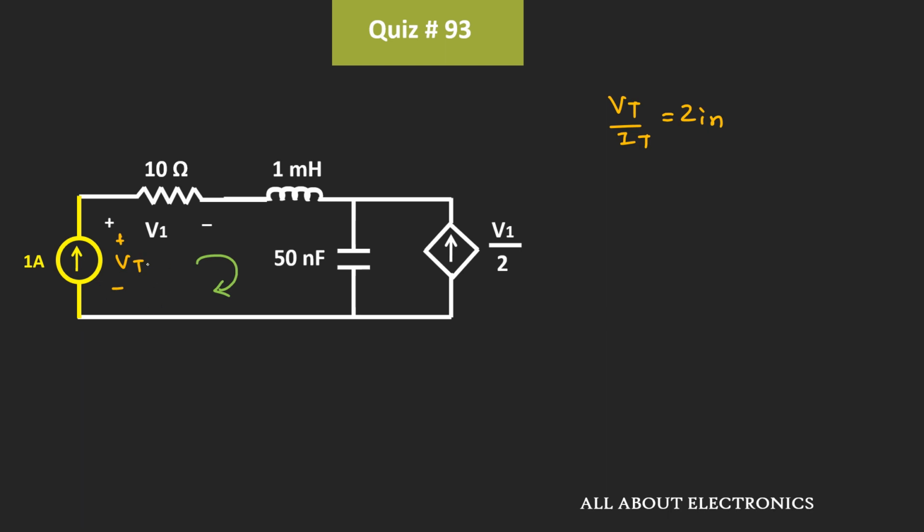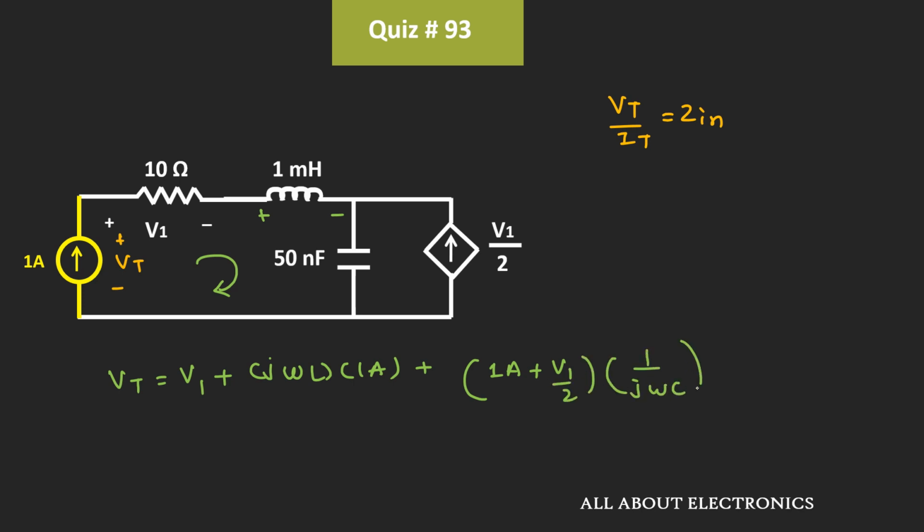Now if you see over here, then the current which is flowing through this 10 ohm resistor as well as the 1 millihenry inductor is equal to 1 ampere. And the current which is flowing through this 50 nanofarad capacitor is equal to 1 ampere plus this current. So if we apply the KVL equation, then we can write Vt is equal to V1 plus j omega L times 1 ampere, that is the voltage across this 1 millihenry inductor, plus 1 ampere plus V1 by 2 times 1 divided by j omega C.